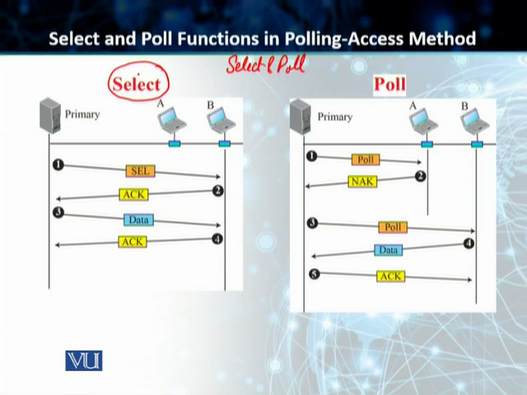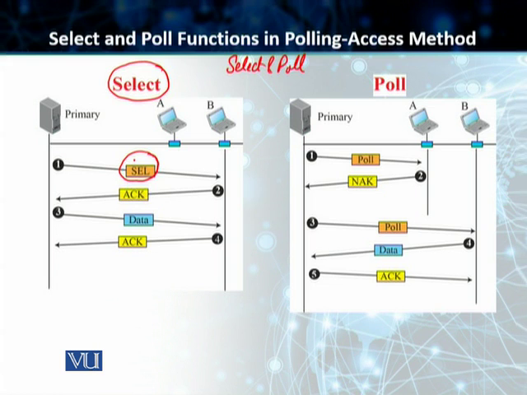The only problem is that the primary device would not know whether the target device is prepared to receive or not. For this reason, before the primary sends any data, it creates and transmits a select frame. This select frame contains the address. One field in this frame contains the address of the intended secondary.